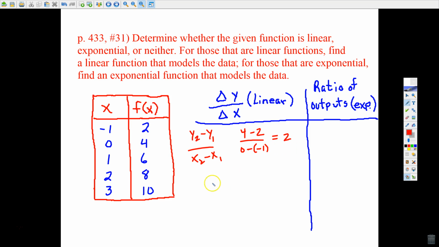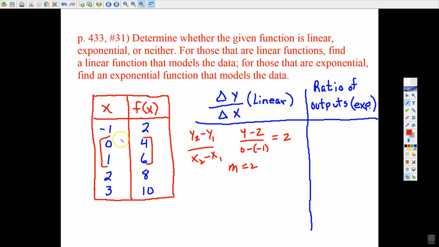And to save a little bit of time, if I keep on doing that, maybe coupling up these, 6 minus 4 is 2 over 1 minus 0, 2 over 1 is still 2. And I'm going to get that same result. It's called a constant rate of change, and that's just another phrase for slope. So I know the slope is 2. It's got to be linear.